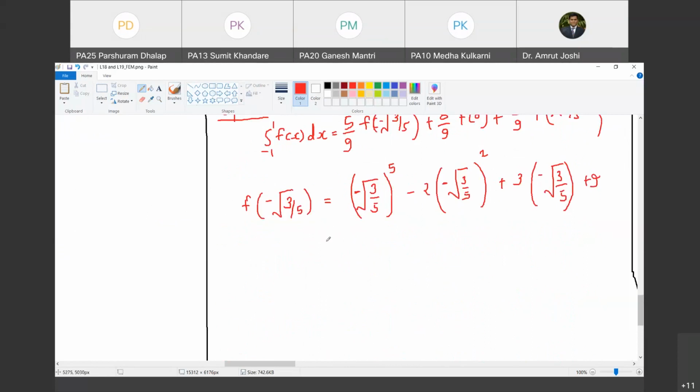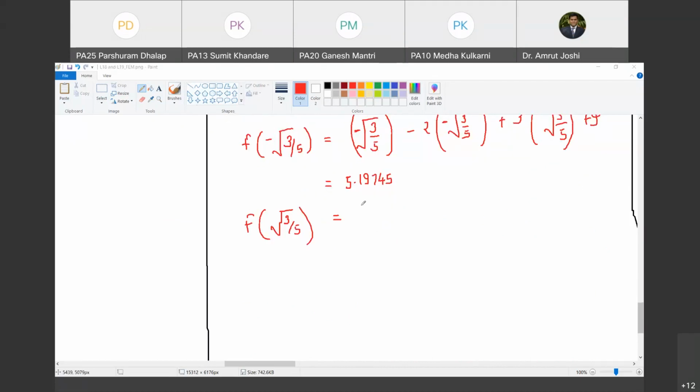Can you tell me this value on calculator, how much it is? Then also find out f of root 3 by 5. So replace everywhere minus sign by plus sign. Yes, sir. And tell me these two values quickly. 5.19745. Okay, and now do f of root 3 by 5. 10.4045.